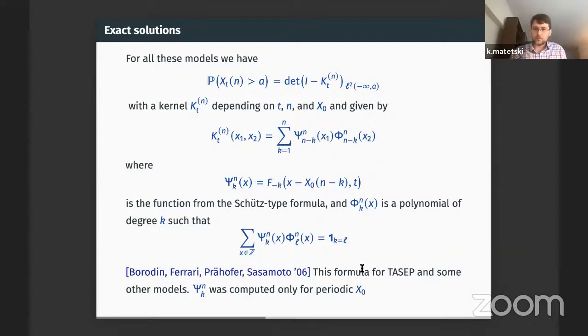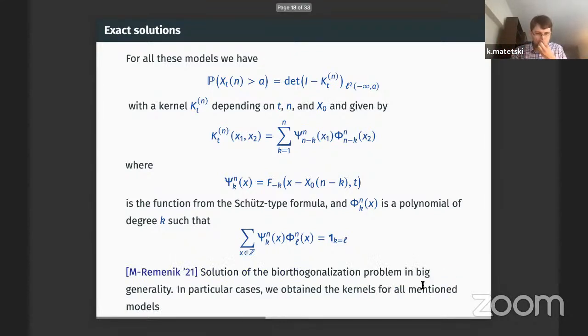So the problem now boils down to computing these functions phi, because from this identity they are given implicitly. These guys managed to characterize the functions phi only for special initial states, for example, the periodic initial state, when we have particle, hole, and so on. So in our work with Jeremy and Daniel, first we completely characterized the functions phi for an arbitrary initial state for TASEP, continuous time TASEP. And then in the joint work with Daniel, we did it for all other models.